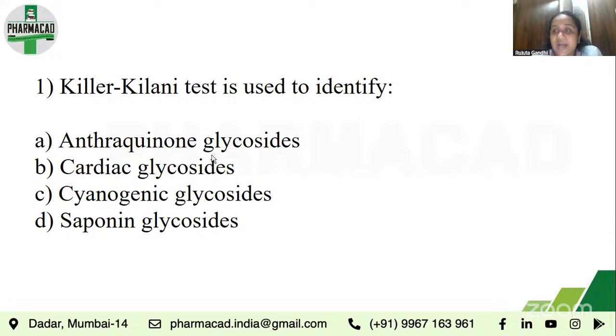So the first option is anthraquinone glycoside. Quickly, in your comment section, write down which tests are performed for anthraquinone glycosides. Please write it down in your comment section so that we clear each of the concepts.